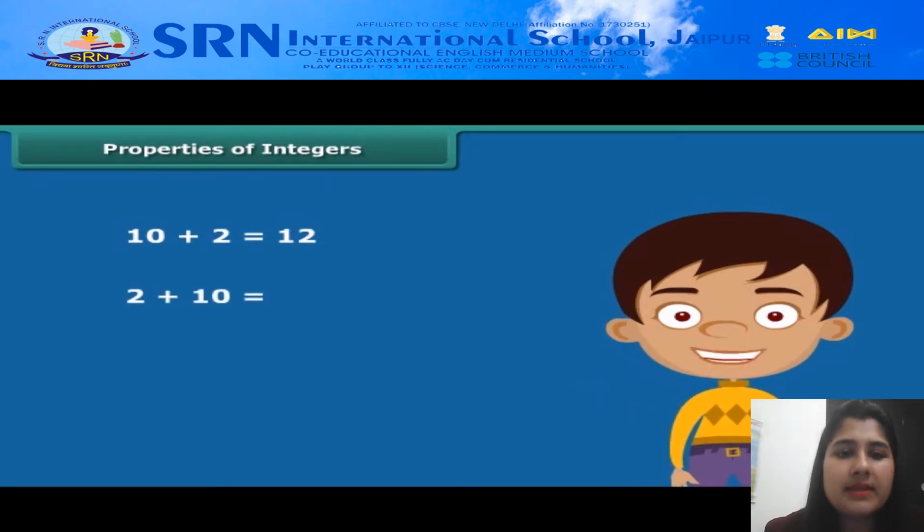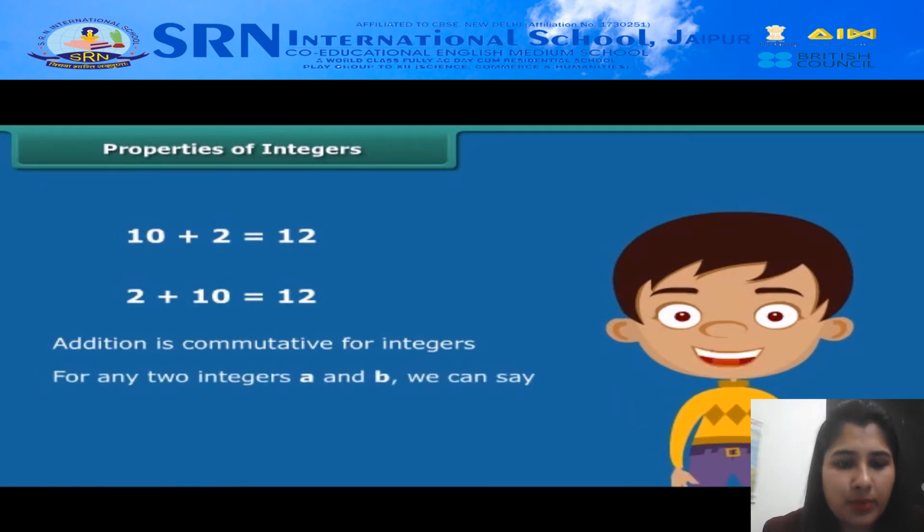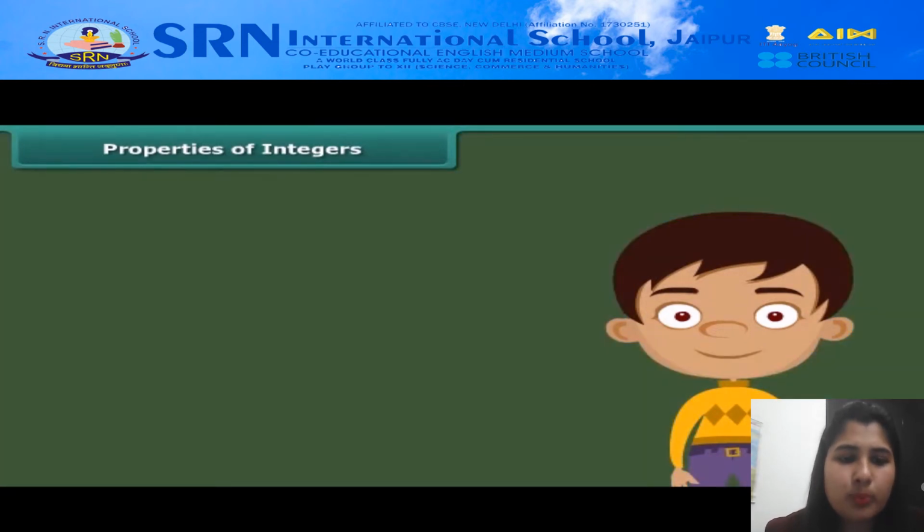For example, you can see in the picture below, 10 plus 2 is equal to 12 and 2 plus 10 is equal to 12. So you can see that after adding both the values, even after changing the order, we get the same integer. That is, addition is commutative for integers. Next is, for any two integers a and b, we can say that a plus b is equal to b plus a and will give the same value.